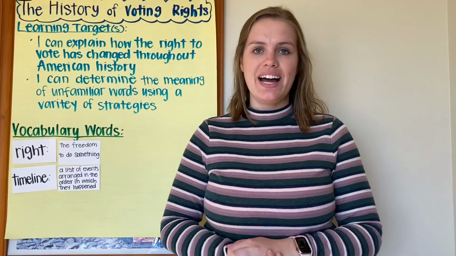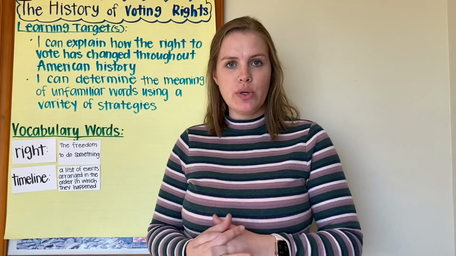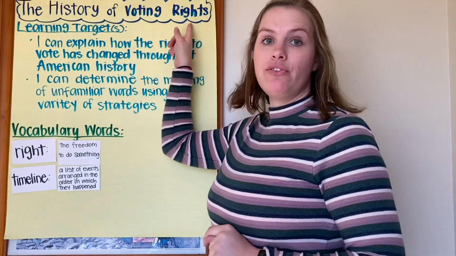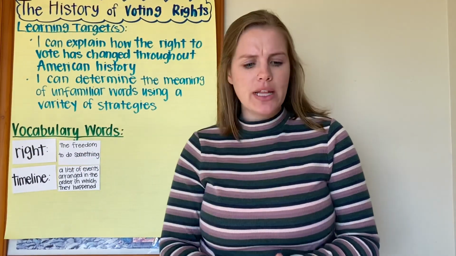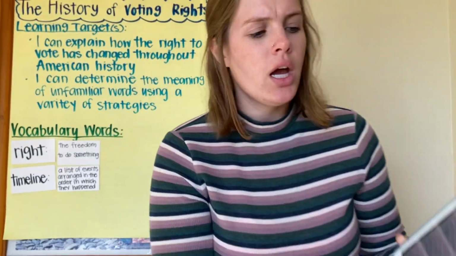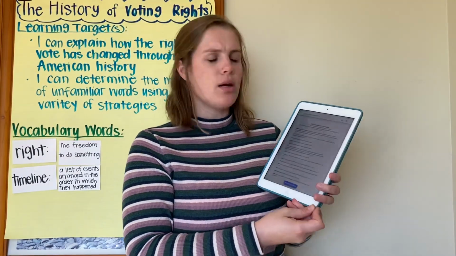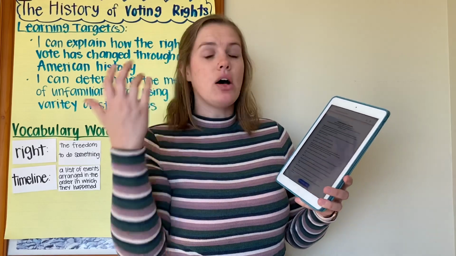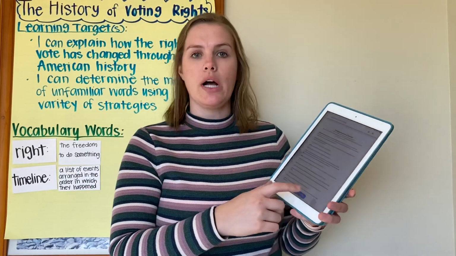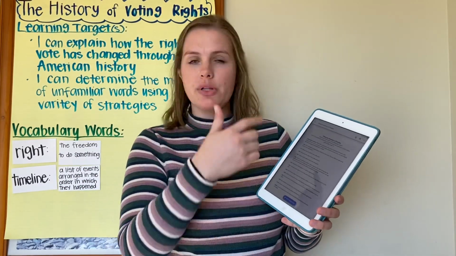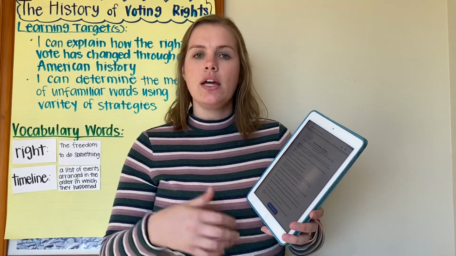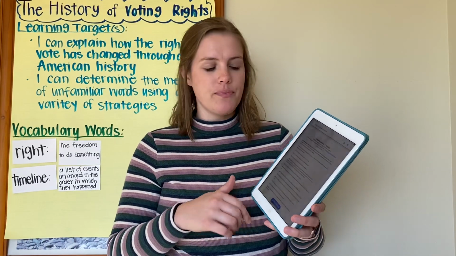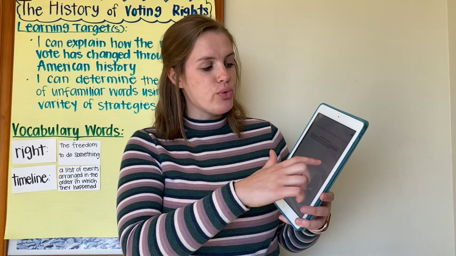Good morning, class. I am back for part 2 of our lesson, The History of Voting Rights. Yesterday we left off having just read a timeline of voting in America, and that is also the name of the assignment on Google Classroom. So please make sure to pull up this assignment just like yesterday in order to pick up where we left off. Let's scroll to page 3.